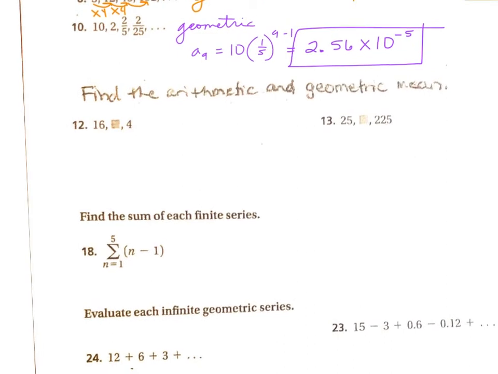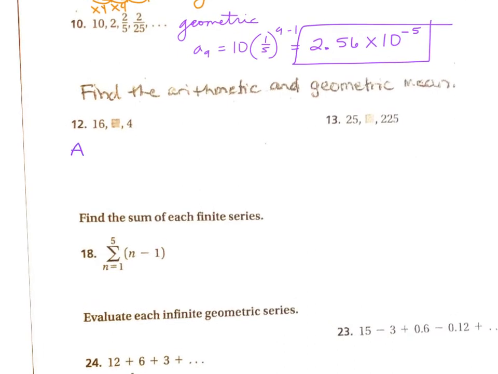All right, arithmetic and geometric mean. So the arithmetic mean, remember this is the one where we are adding. We're just finding an average.